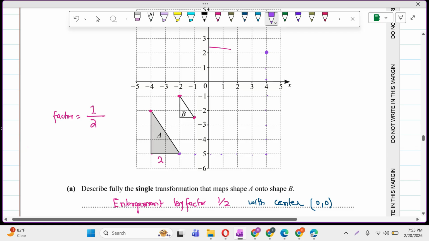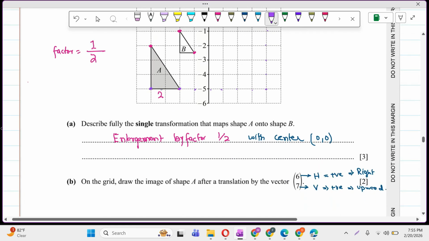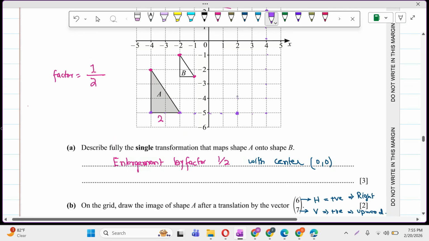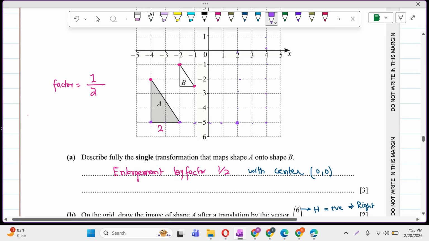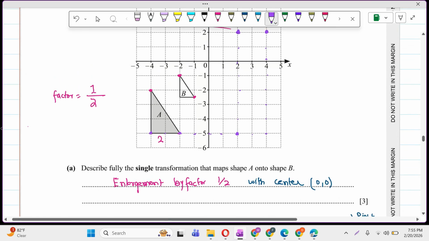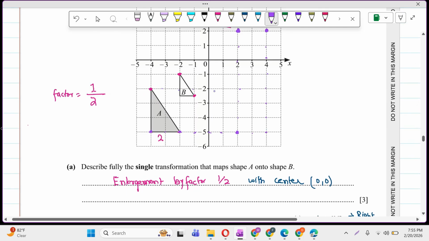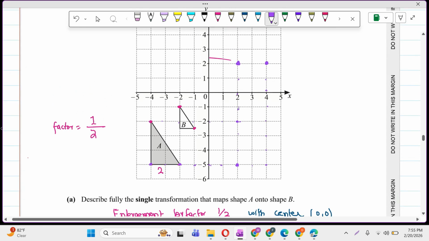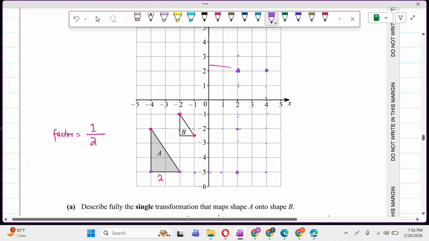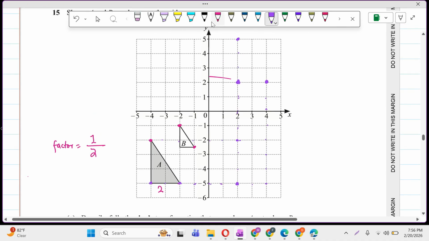So this is the point. Similarly, this point: right 1, 2, 3, 4, 5, 6, and upward by 7 units, 1, 2, 3, 4, 5, 6, 7. Similarly, this point will move right by 6 units, and upward by 7 units. Now joining these points, we will have the translation.